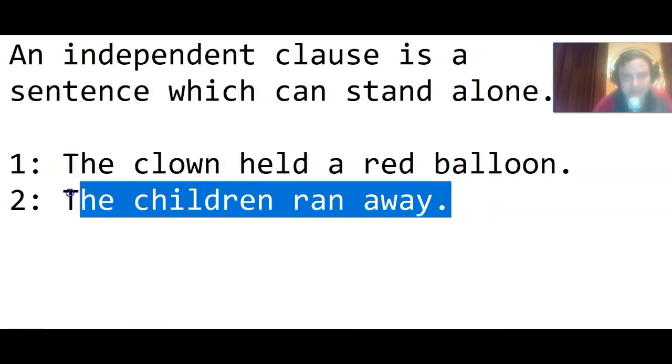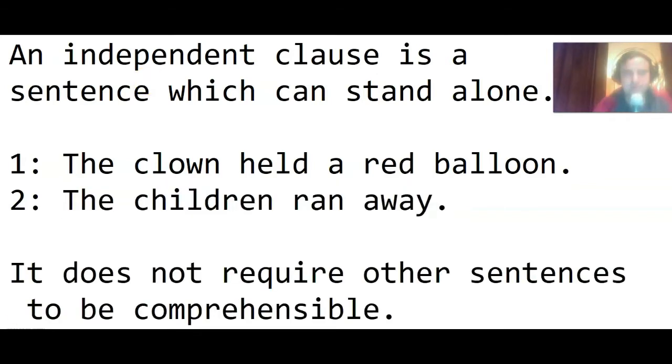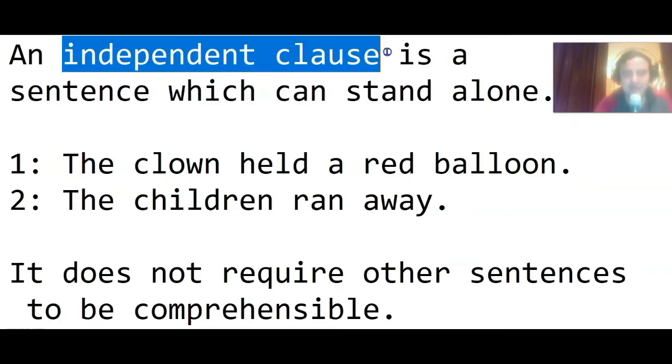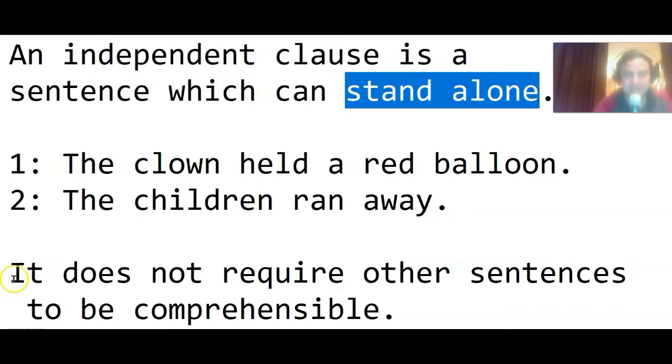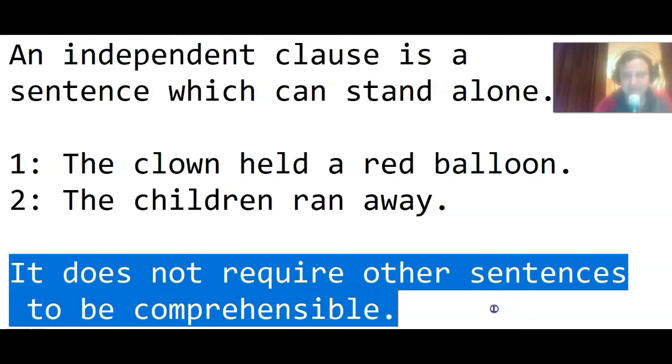The children ran away is another independent clause and independent sentence because it can stand alone and it is not specifically an answer which requires a question. An independent clause is standalone and it does not require other sentences to be comprehensible.